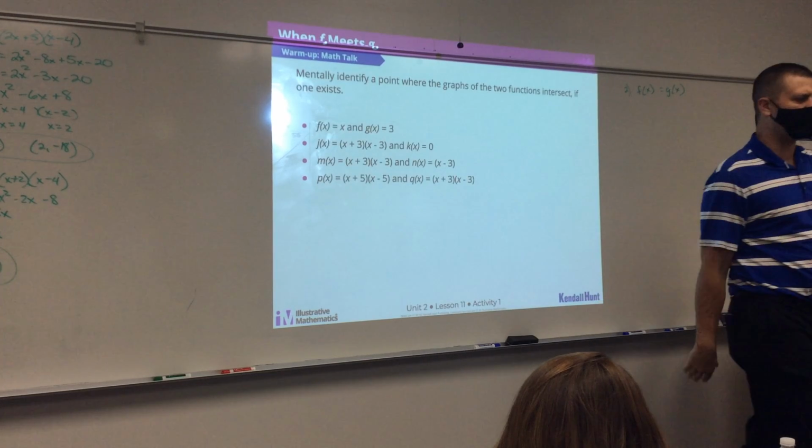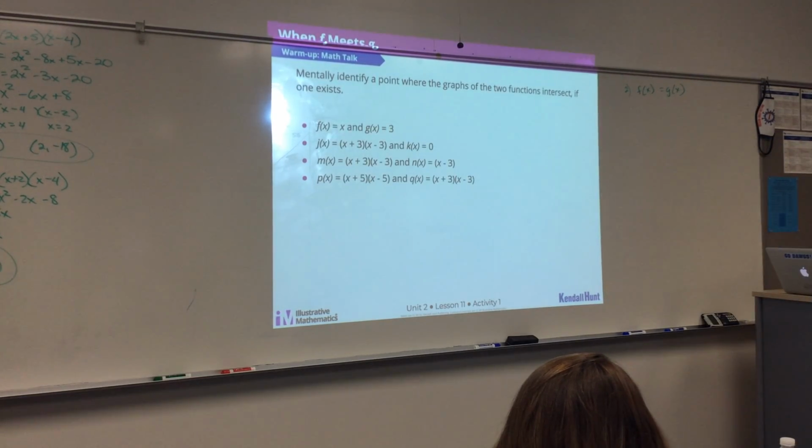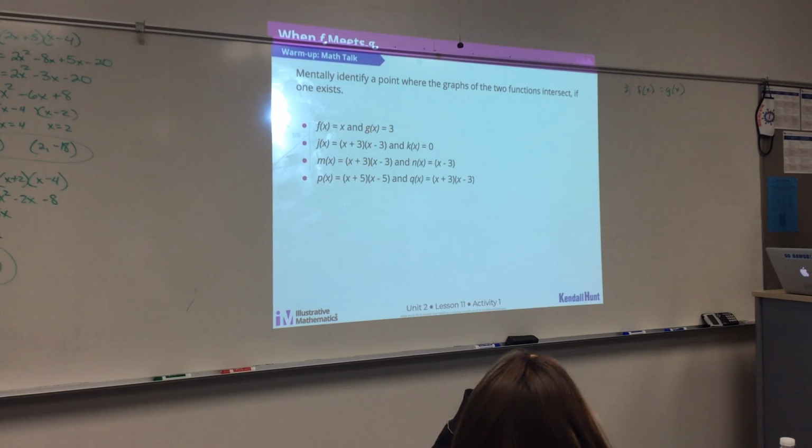So that's just kind of thinking a little bit graphically about what we'll be doing today. You can always use a graph to see where they intersect, but I want to teach you how to do that without having to graph it all the time.